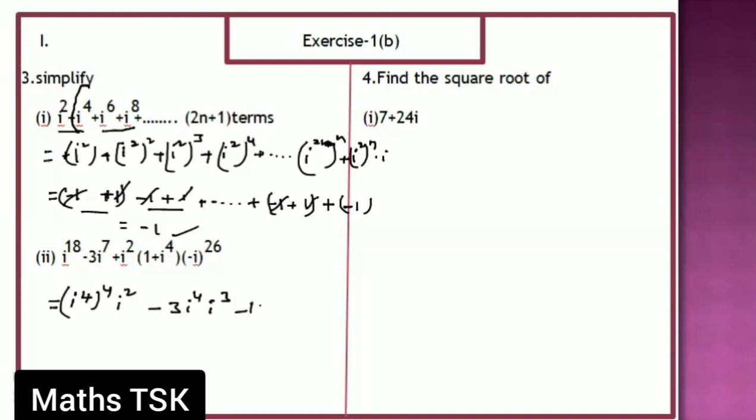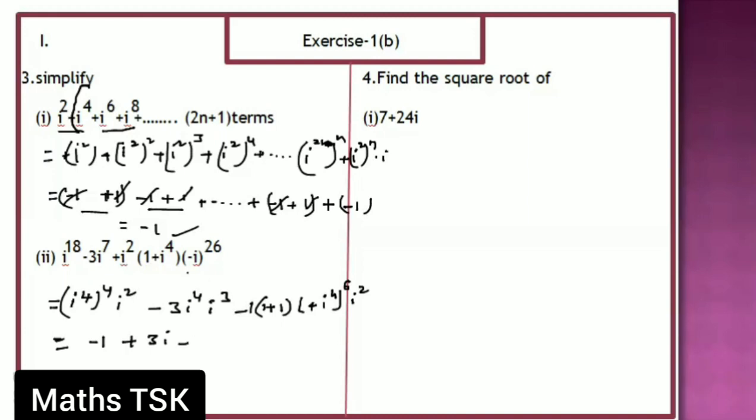Then 1 plus i power 4, I can write it as 1 plus 1 into (i power 4) whole to the power of 6, that is i power 24, into i square, okay? This becomes 1 into i square, which becomes minus 1. Then this becomes 1 minus 3 times minus i, which becomes plus 3i.